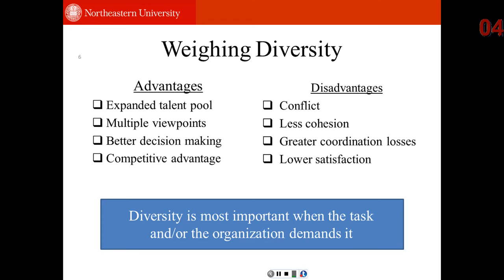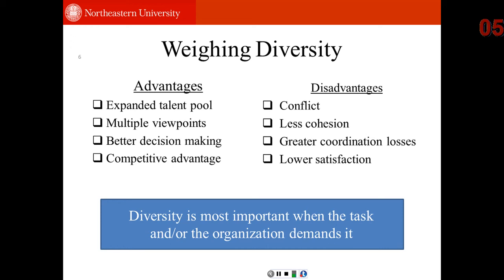What are some advantages of us expanding our talent pool? Is it an advantage of having multiple viewpoints? And then, is it a disadvantage of having diversity? Will we have less cohesion? If we do, what will we do about it? Could the potential to have more conflict come about? If we do, what would we do about it?